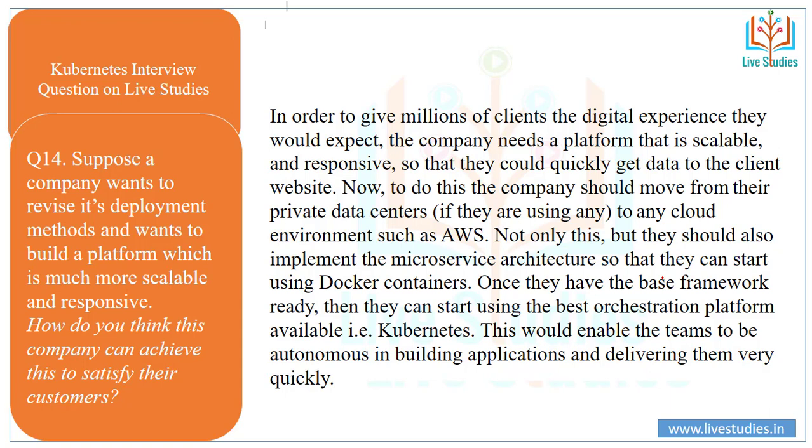Now, to do this, the company should move from its private data center to a cloud environment such as AWS or Google Cloud. Not only this, but they should also implement a microservices architecture so that they can start using Docker containers. Once they have the basic framework ready, they can start using the best orchestration platform available, Kubernetes. This would enable the team to be autonomous in building applications and delivering them very quickly.